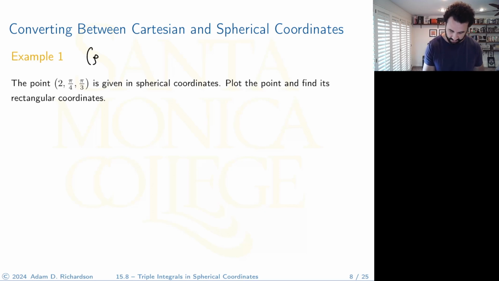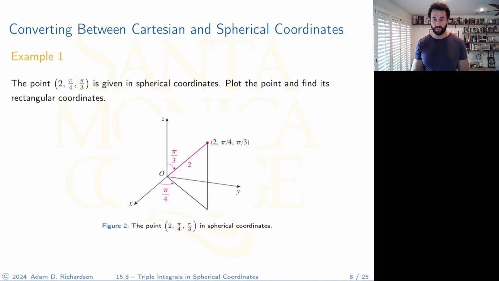Remember, it's rho, theta, phi, right? So those are the order of the coordinates. So when you see this 2 in the front, this 2 right here, that's rho. And then pi over 4, that's theta. And pi over 3, that's phi. And remember, what this radius and these two angles are doing is they're giving us the exact location of a point in space, right? And that point looks like this.